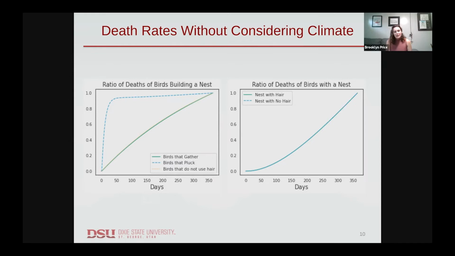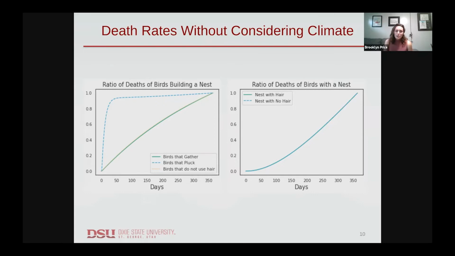And so we did this ratio, and that's what you can see in the graph on the left. The birds that pluck shoot up really high, and then the ratio evens off. And if you look at the ratio of deaths of birds with a nest, once they've got this nest complete, it's about even. That was an interesting result. We didn't expect it to be so even, but the lines are overlapping, so you only see one line. It's because they're right on top of each other.